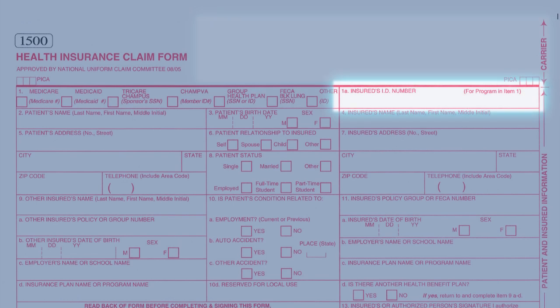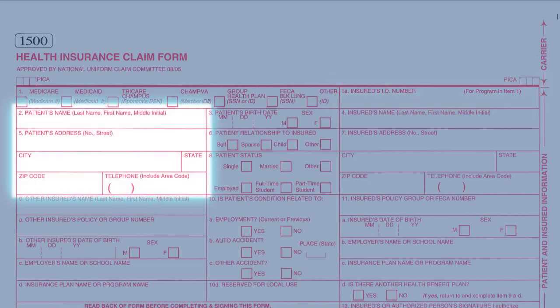Field 1A is a required field. In this field, you will enter the patient's insurance policy number as indicated on their insurance card. In some cases, the card will be in the parent's name and their policy number will be entered here. The ID number, though, will reflect not the parent, but the patient's insurance ID number.